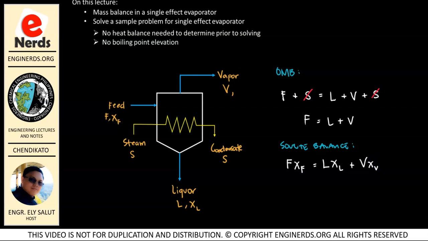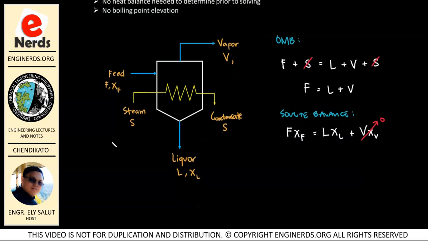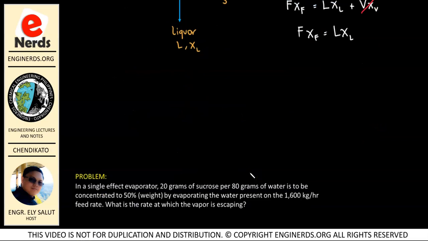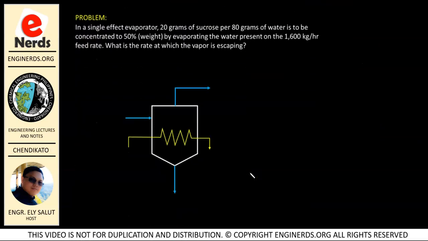But as I said earlier, we do not have solid in our vapor, so this will be cancelled out. This will be 0. So that means for our solute balance or solid balance, we have F XF, which is equal to L XL. Okay, so ganyan lang kadali yung ating mass balance dito sa ating single effect evaporator. So now, let us try to solve a problem para ma-apply natin yung natutunan natin for mass balance.